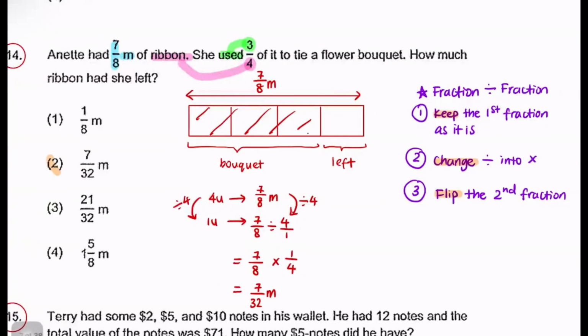How many units left out of the whole ribbon? 1 unit. This 1 unit is 7 over 32 meters. The answer is option 2. So Faith, you are correct. Very good.